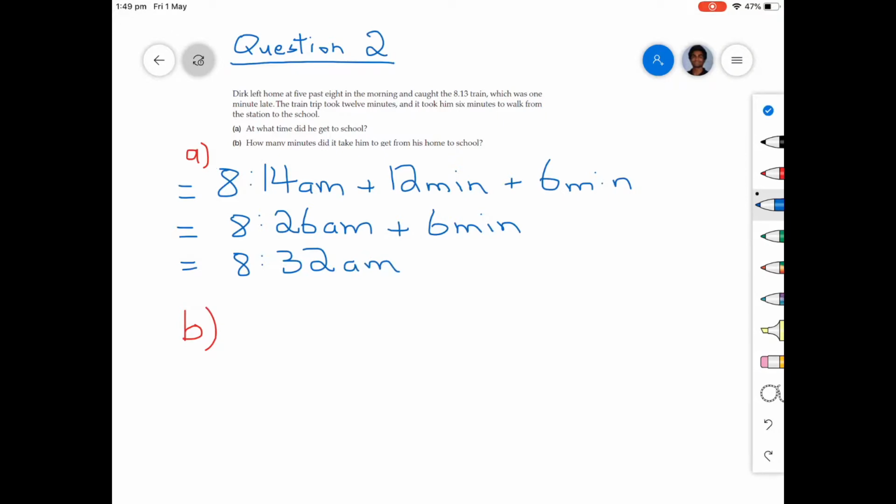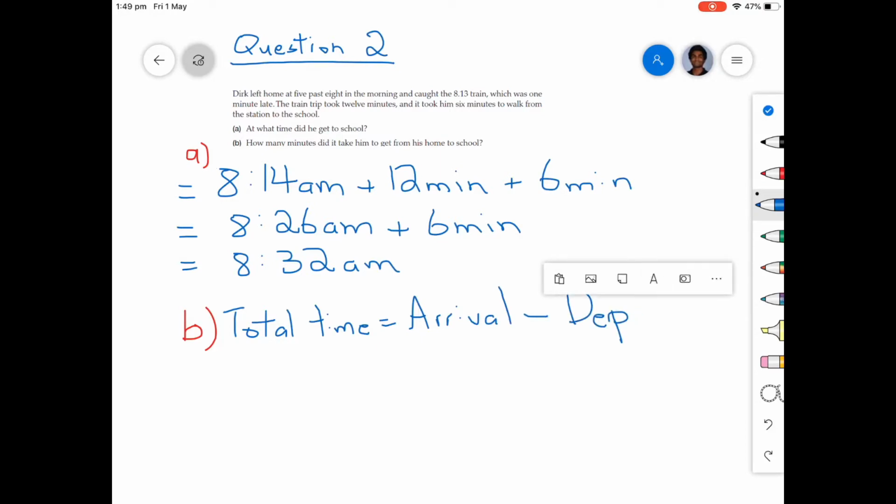Looking at B now, how many minutes did it take him to get from home to school? And there's an easy way to work this out. We know that he left home at 8:05, and he arrived at school at 8:32 a.m. because we worked that out in the previous question. Now there is a formula that we need to use for this, and it's quite a simple formula. We just write total time equals the time that he arrived, take away the time that he left, but we're going to use the word departure. So the total time equals his arrival time minus his departure time.